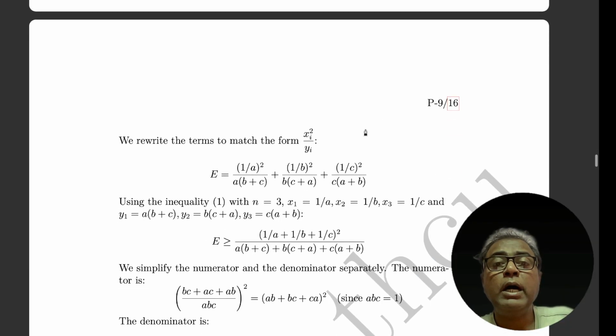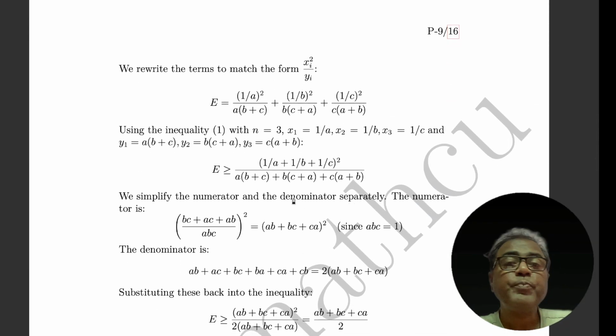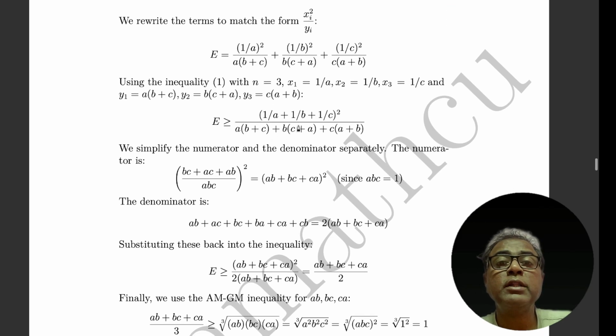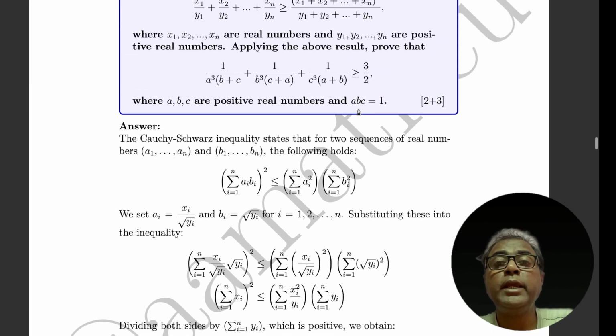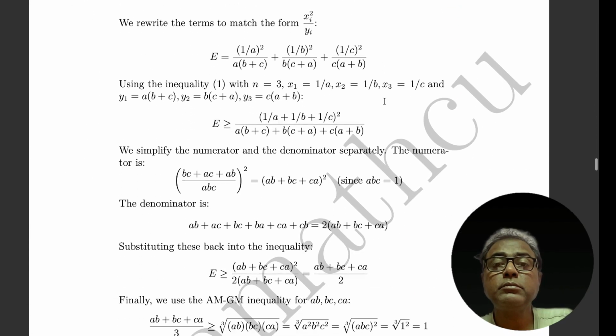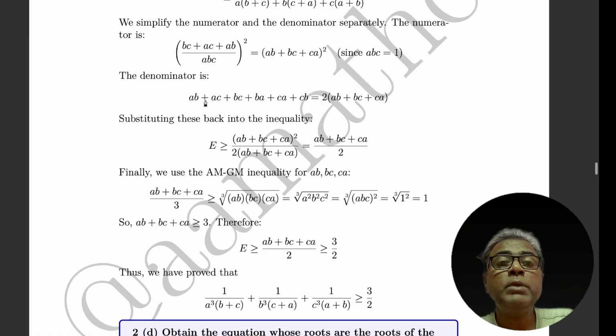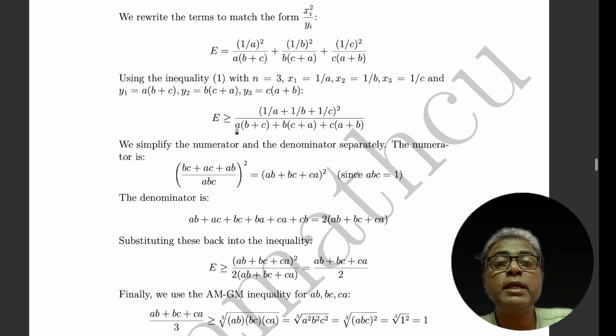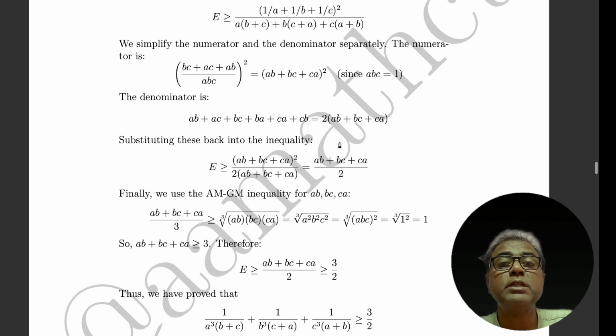So applying this, we get this. Now we simplify the numerator and denominator separately. Numerator is (1 by a plus 1 by b plus 1 by c) whole square. After simplification, we get (ab plus bc plus ca) whole square, because given that abc equal to 1, a into b into c equal to 1. So denominator is ab bracket c plus b bracket c plus a plus c bracket a plus b. After simplification, we get 2 into (ab plus bc plus ca).